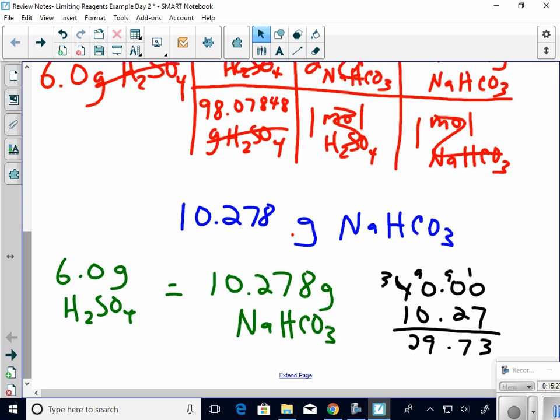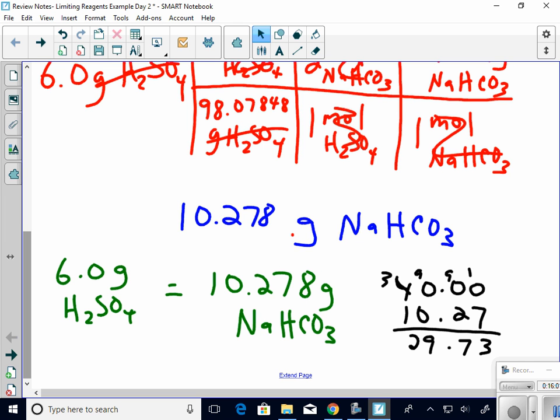So basically, what is my limiting reagent? Sulfuric acid. What is my excess reagent? Sodium bicarbonate. That's the toughest part to determine. Which is which? Now, we've done all this work already, right? We've done all this work and we still haven't answered the question, have we?